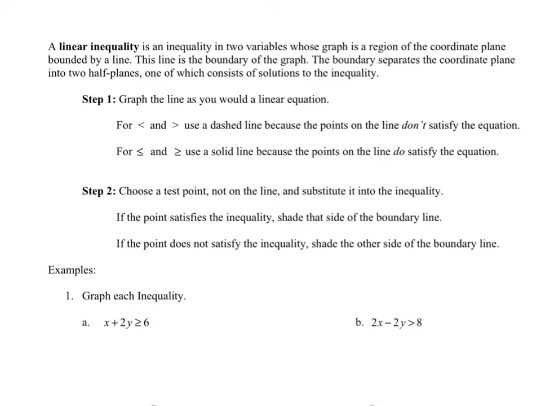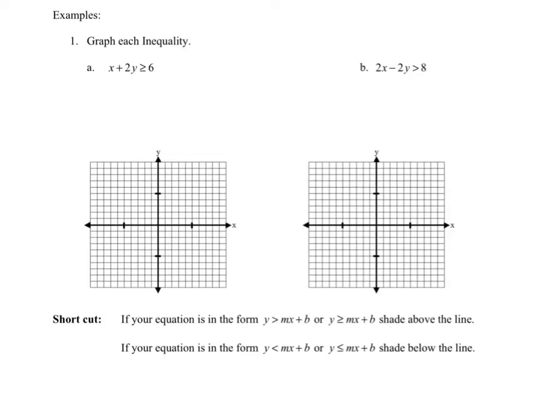Okay, let's look at some examples. We want to graph each of these inequalities. First, we need to get them in slope-intercept form. So we want them to be in y equals mx plus b form. But instead of an equal sign, you're going to have an inequality. But we want to isolate y like we would in a normal linear equation.